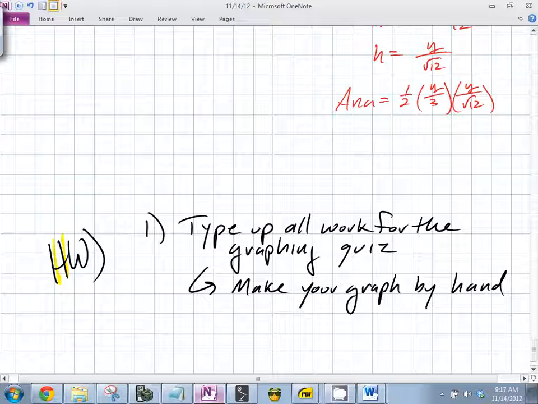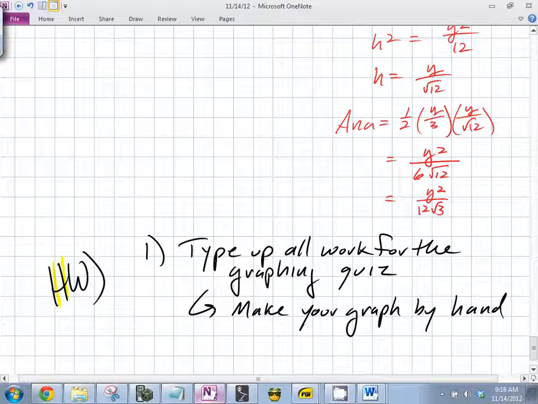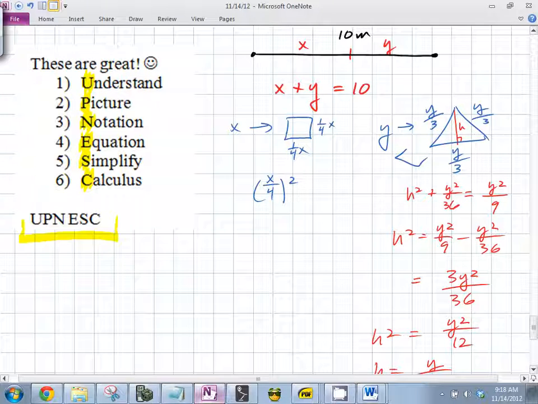That's fine. So up here we know that the area of this one is going to be y squared over what? 12 root 3. So what's the in total volume in terms of x going to be? X over 4 squared plus y squared over 12 root 3. That's nice, but how many variables are there? We need to write it in. So what do we isolate right here?